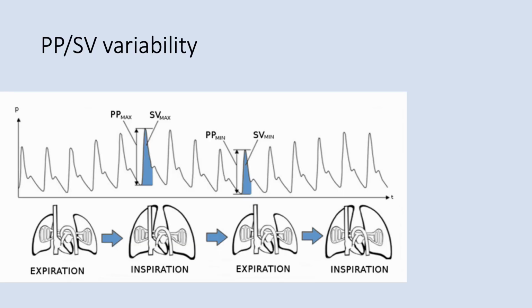Another clinical implication of positive pressure ventilation is something called pulse pressure and stroke volume variability. During the inspiratory and expiratory process, there will be some variability in stroke volume. However, this variation shouldn't reach 5 to 15%. If it does, then this might indicate a hypovolemic status. I'm not going into details because there is a specific condition when you can apply this to clinical practice.